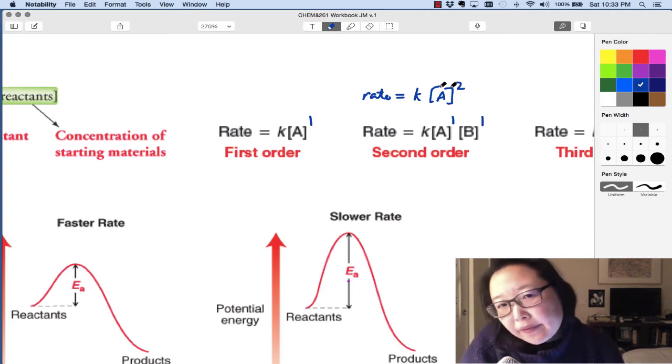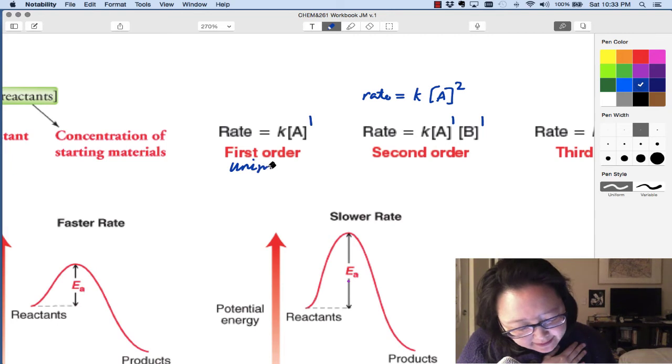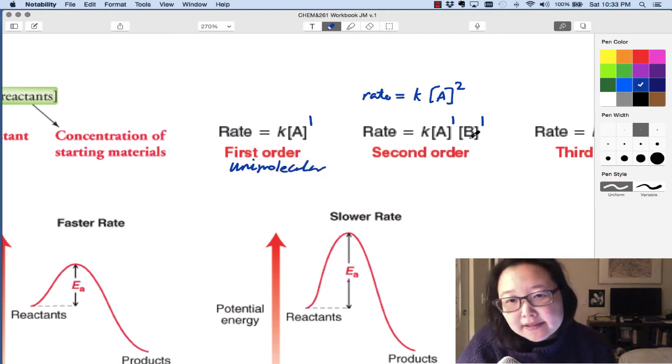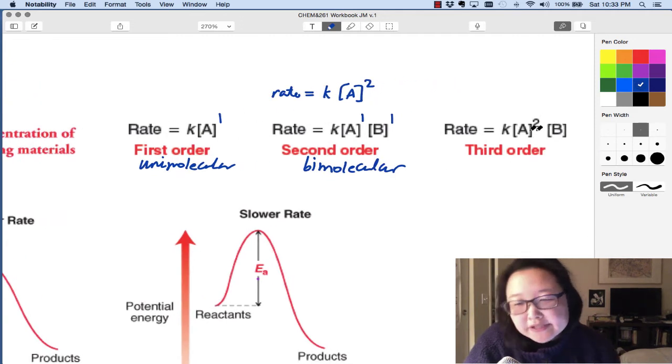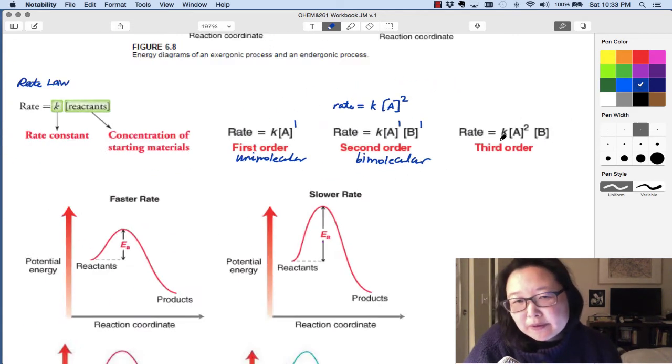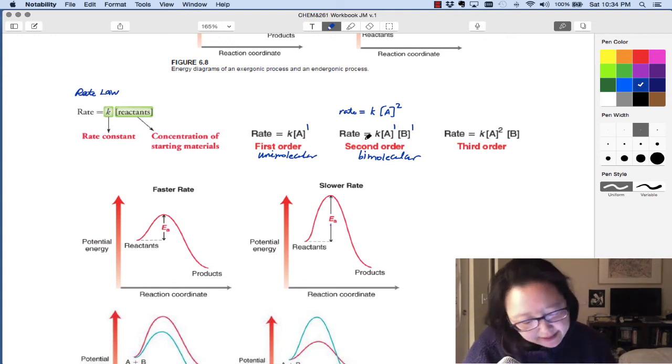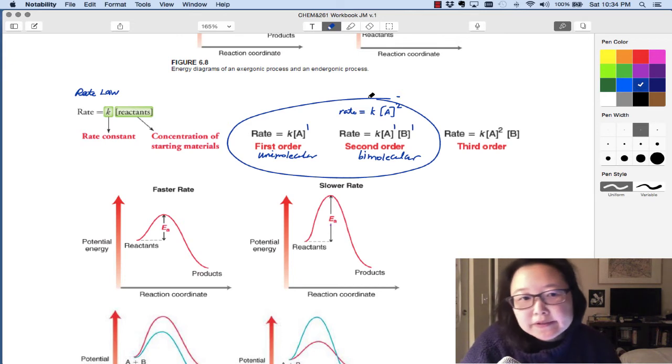We generally, with organic chemistry, see reactions that involve 1 or 2 reactants. So if it's one reactant that affects the rate, we call it first order or unimolecular. It depends on one of the reactants. And then the concentration of both reactants, when that affects the rate, we call it bimolecular. And then third order is just a demonstration that it doesn't always have to be 1-to-1. But I'm going to say pretty much we're going to be focusing on first and second order for now.